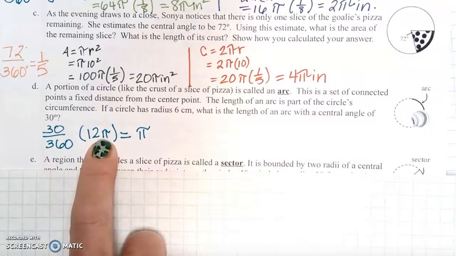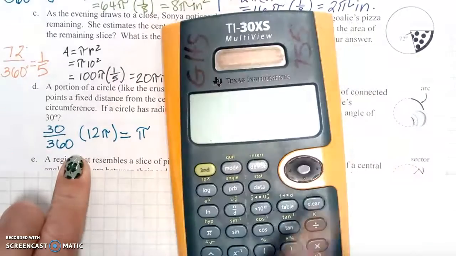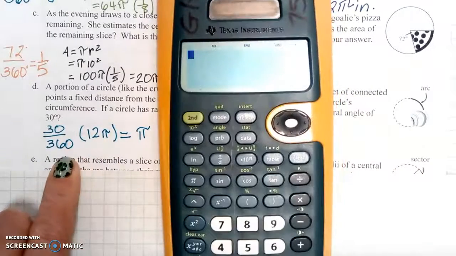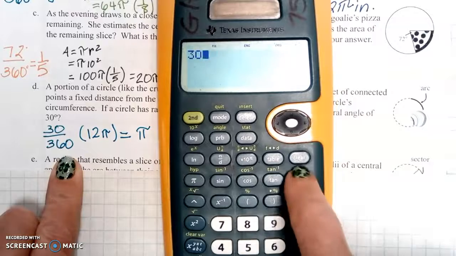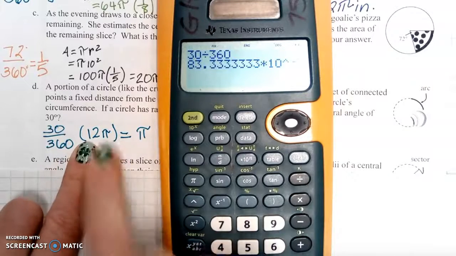The radius is 6, so the circumference is 12 times pi. Watch what happens when we type all of this into the calculator. We go 30 divided by 360. We're going to multiply that by 12.